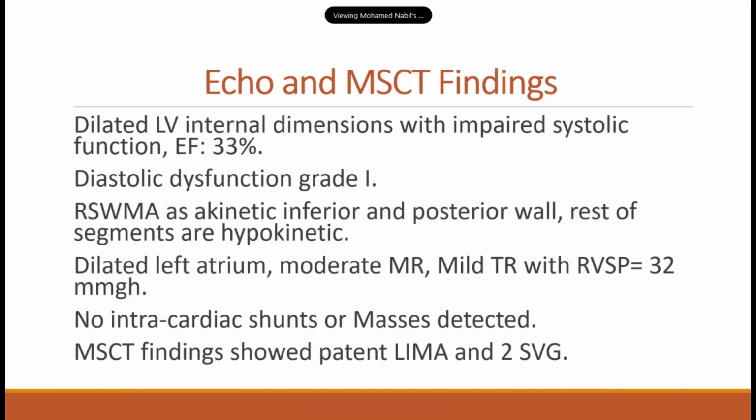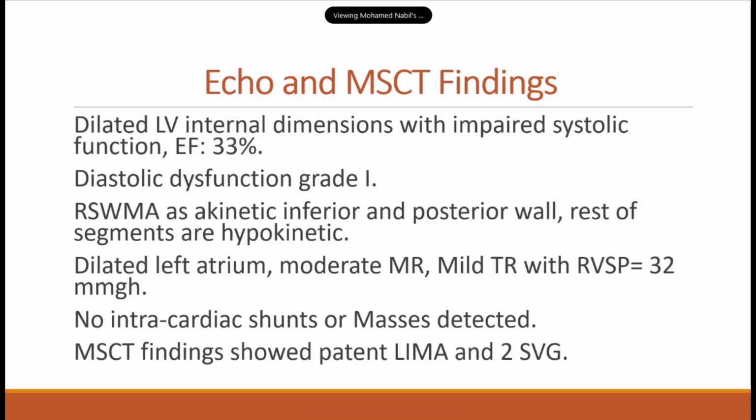Echo findings show dilated LV internal dimensions with impaired systolic function. Ejection fraction was around 33%. Diastolic dysfunction grade 1. Resting segmental wall motion: akinesia of the inferior and posterior walls. The rest of the segments were hypokinetic. Dilated left atrium, moderate mitral regurgitation, mild tricuspid regurgitation.